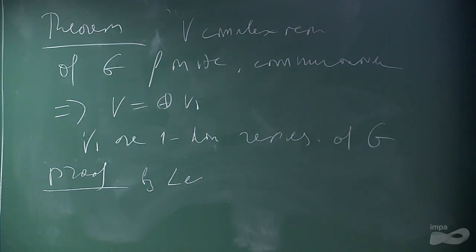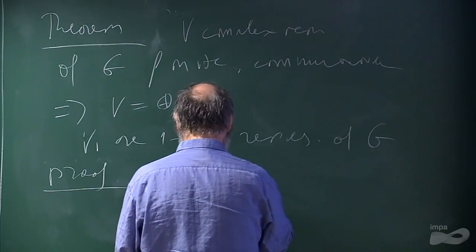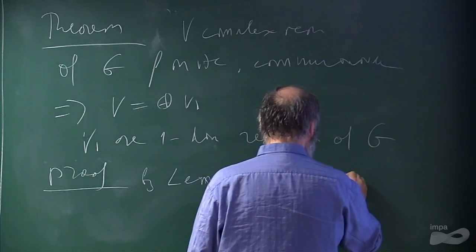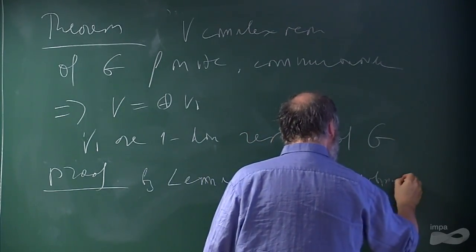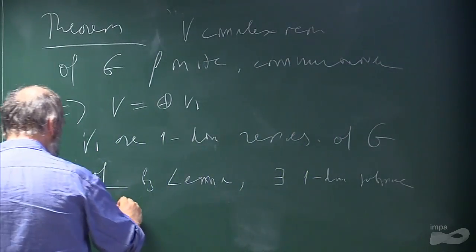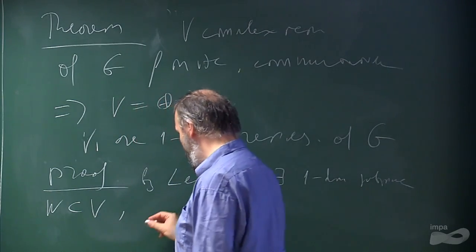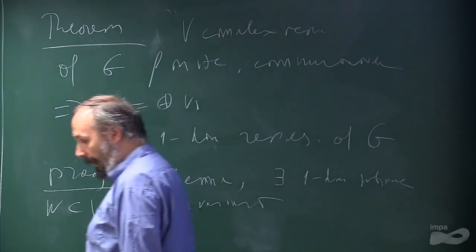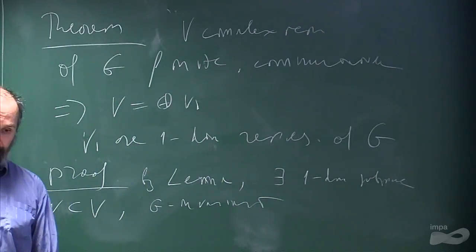it's a theorem here. Let's rename it to lemma for consistency. By lemma, there exists a one-dimensional subspace W inside V, which is preserved by G, so it's G-invariant. Okay, and then we do the same as we did last time.